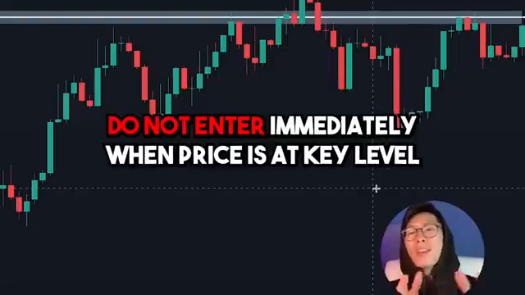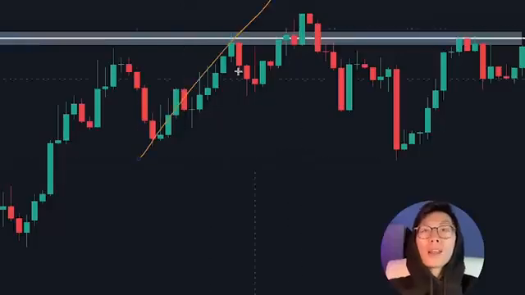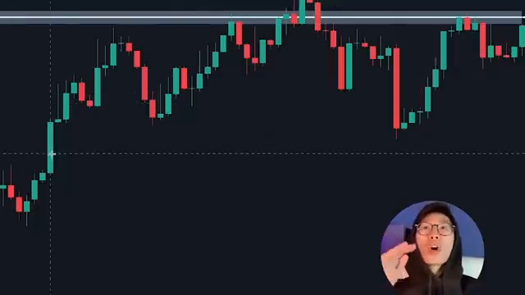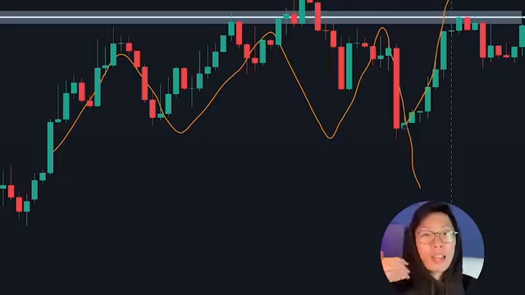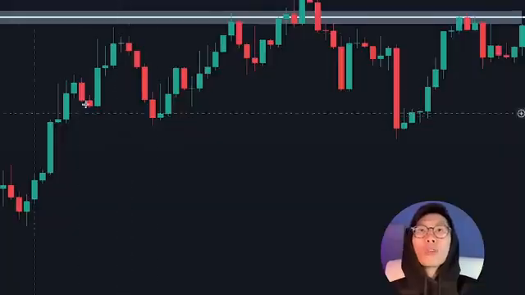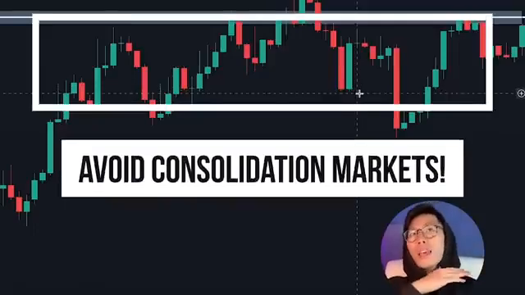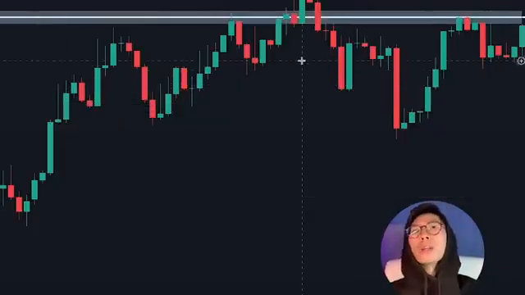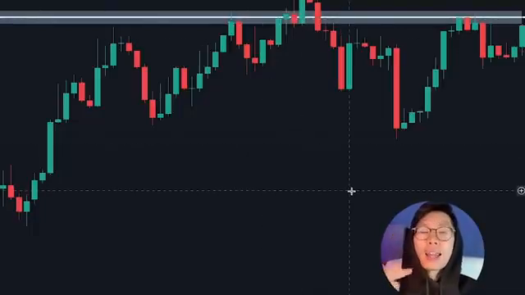When price is at a key level, do not enter yet. You cannot assume that price is going to break past this key level or reverse immediately at the key level. Price can literally consolidate for a little bit before it decides whether it wants to reverse or break the key level. So be patient, do not chase the trade, and react to the market. If price is consolidating like this, what I will personally do is stay out of the market and wait for price to show me some sort of candlestick pattern that tells me that price is either breaking past this level or reversing at this level. Then I enter the trade.